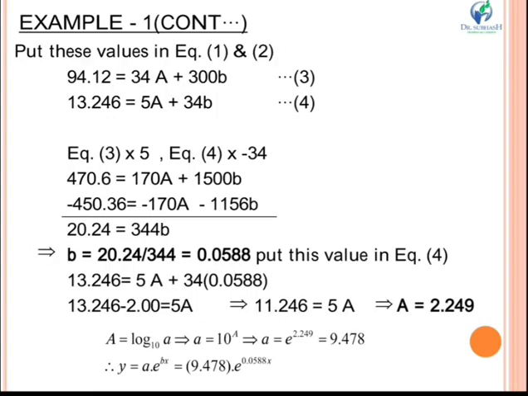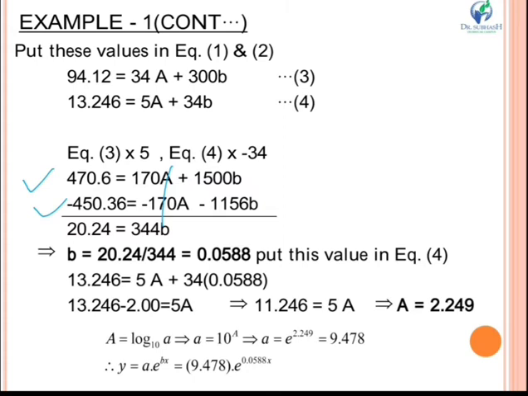On putting these values in equation 1 and equation 2, I get these two equations, that is equation 3 and equation 4. Now I will use the method of elimination to solve equation 3 and equation 4. I will multiply equation 3 by 5 and equation 4 by minus 34. I get these two equations and now I will add them. On adding, you can see that a is eliminated and we will get the value of small b.